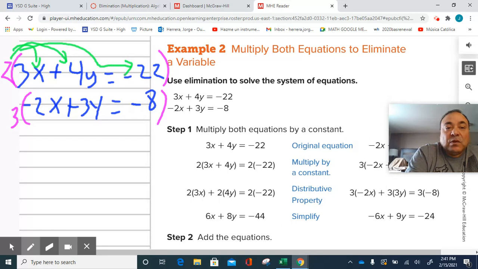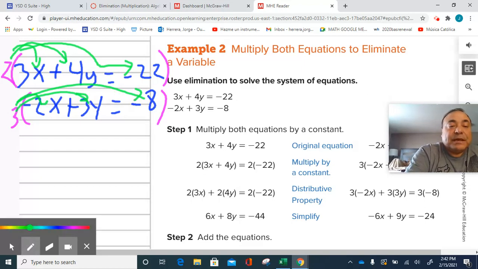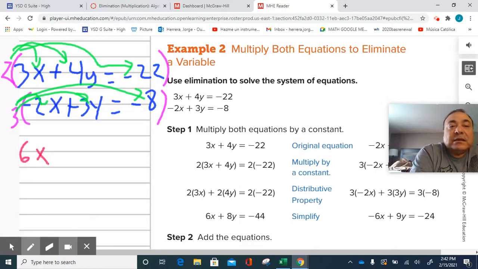Same here. You do the same thing. You're going to go once, twice, 3 times, okay? So just be patient, guys. It's really, really easy. Once you get in here, you're going to see that you get different equations, but they're not. They're just blown up. So you're going to have 6x plus 8y, the top one. And then 2 times negative 22 will be negative 44.